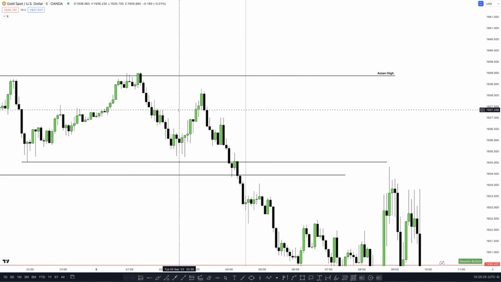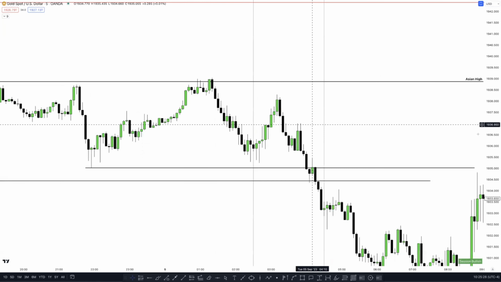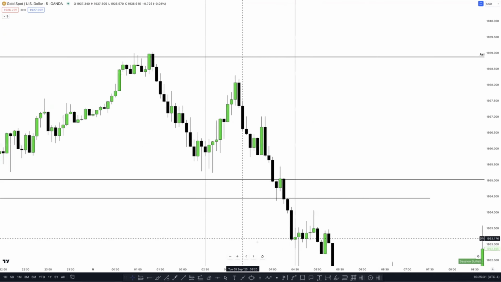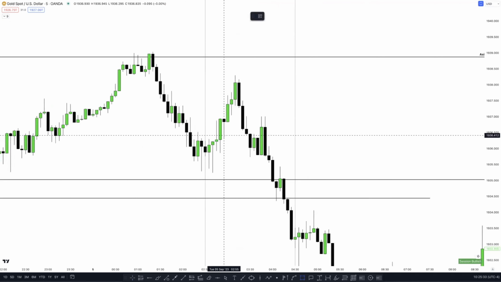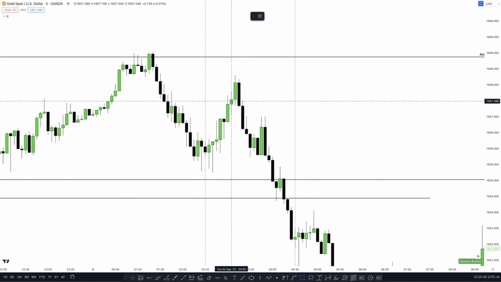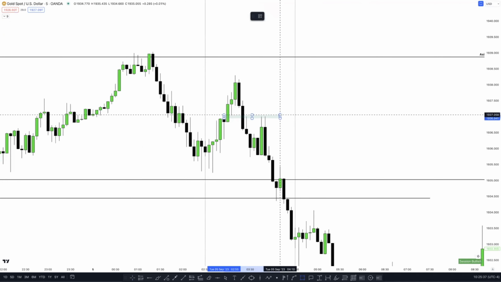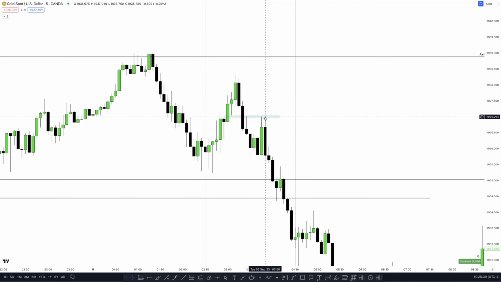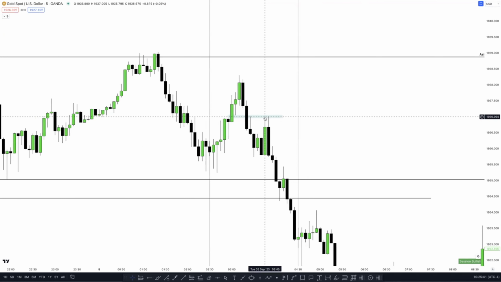So now what I'm doing is I'm waiting for price to break down. And once you see price breaking down, and you see this down close, up close, up close, that's your inverse fair value gap here. That's your sell. I took the sell.